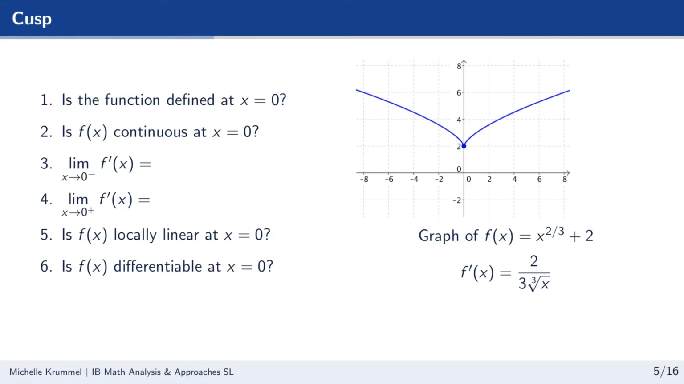Okay, this next example, is the function defined when x equals 0? Yes, it is. Again, we have f of 0 equals 2. Yes, f of 0 equals 2. Is f continuous at x equals 0? Yes, it is. We can see that from looking at the graph. There's no discontinuity at x equals 0.